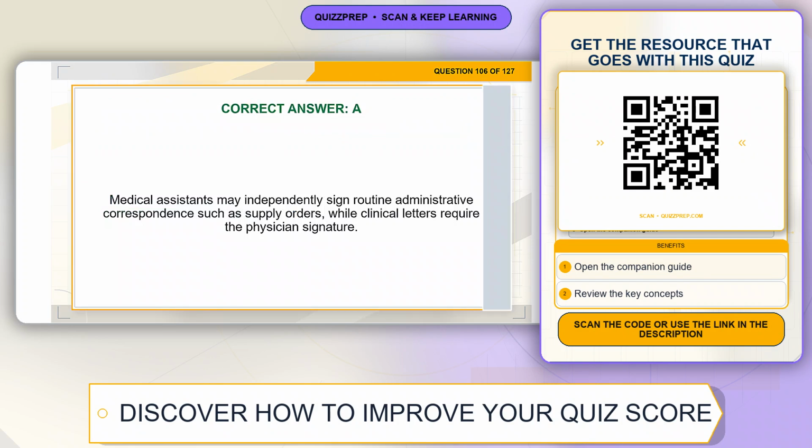Explanation. Medical assistants may independently sign routine administrative correspondence such as supply orders, while clinical letters require the physician's signature.